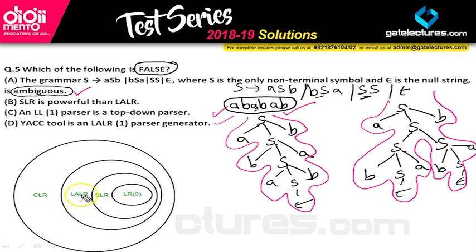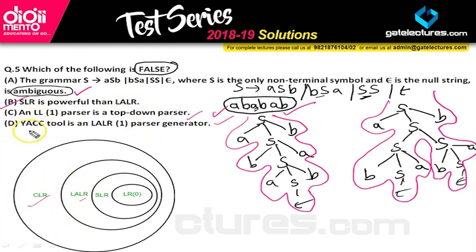LR(1) is more powerful and CLR is the most powerful. So option B is false, so that's why it is the answer here. Now the next option says an LL(1) parser is a top-down parser. Yes, this option is also right. LL(1) parser is a top-down parser, while LR(0), SLR, LALR and CLR, they all are bottom-up parsers.